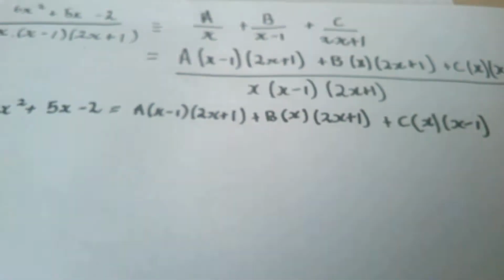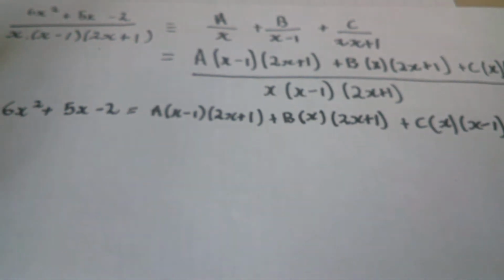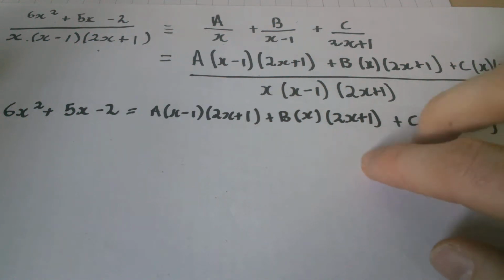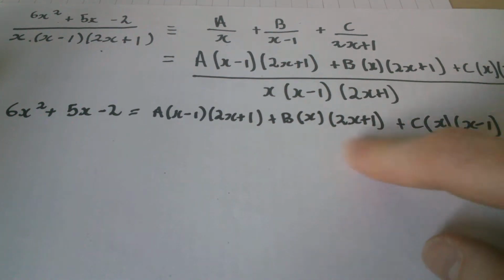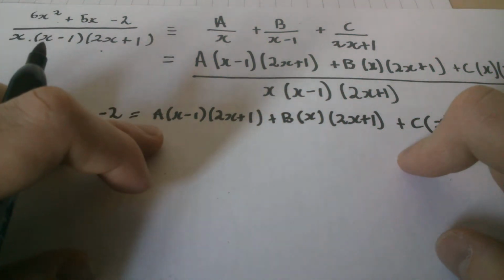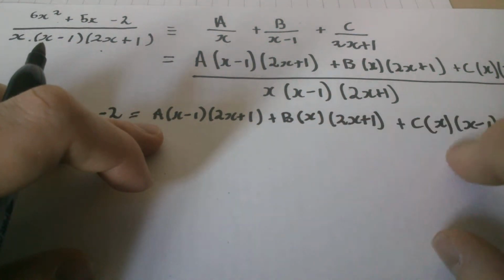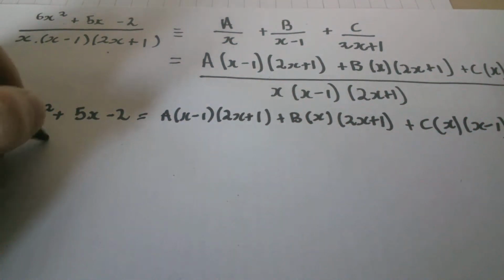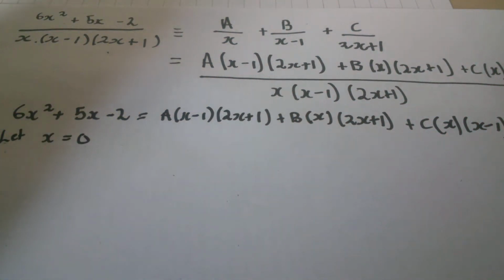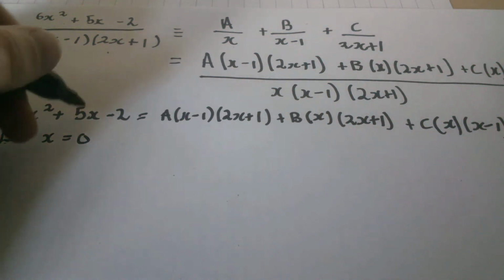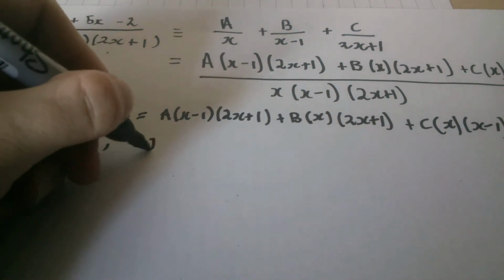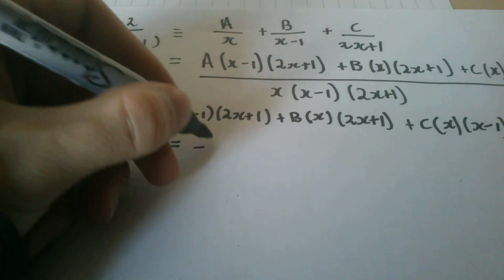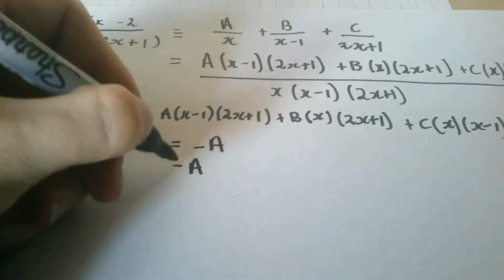Now the idea is essentially the same. What you have to do is get rid of essentially 2 of the constants, so you can solve for 1. The most obvious one here is just letting x equal 0, because then these 2 components will go away. So we let x equal 0. That gives, that's 0, that's 0, so that's minus 2. And you have minus 1 times plus 1, so that's minus a, so a equals 2.